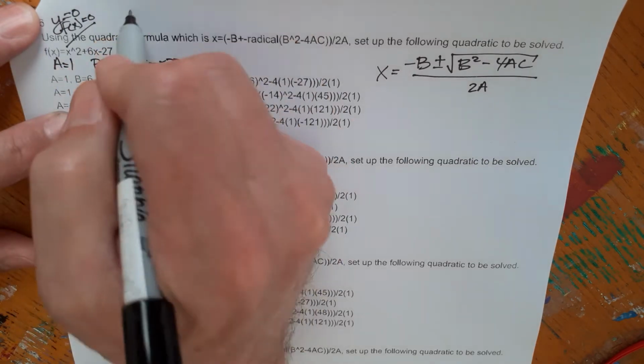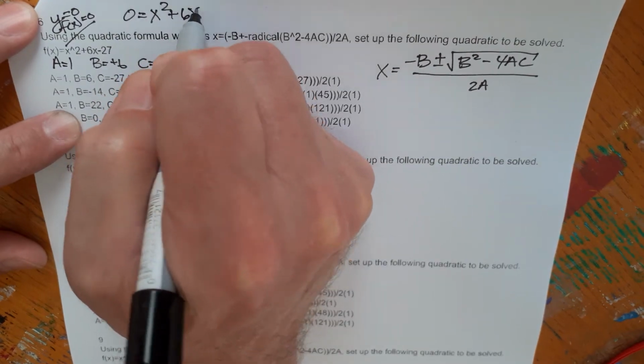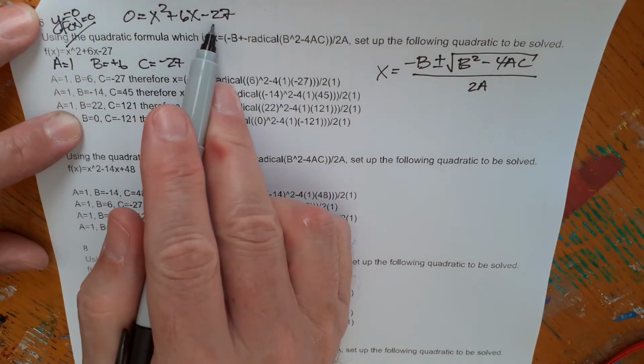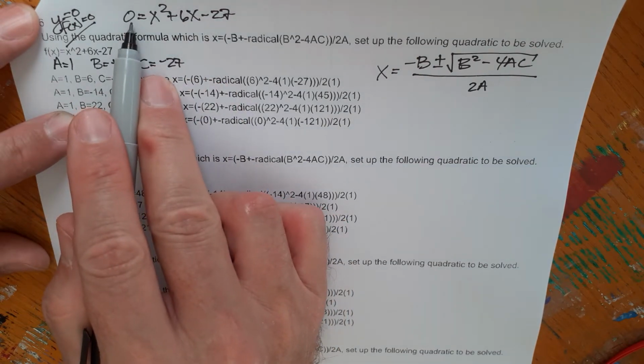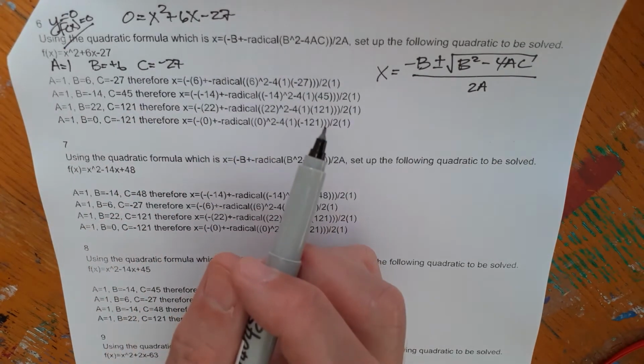So it becomes 0 equals x squared plus 6x minus 27. All right, technically speaking, we can't solve for the roots until we set this thing equal to 0, because y has to be equal to 0 to find that x location.